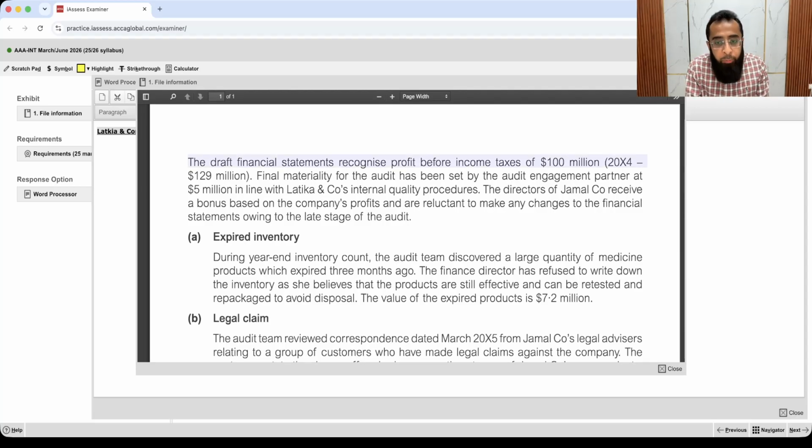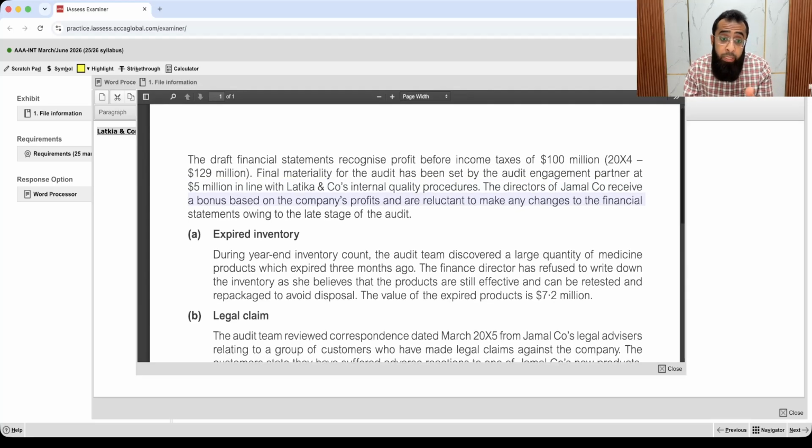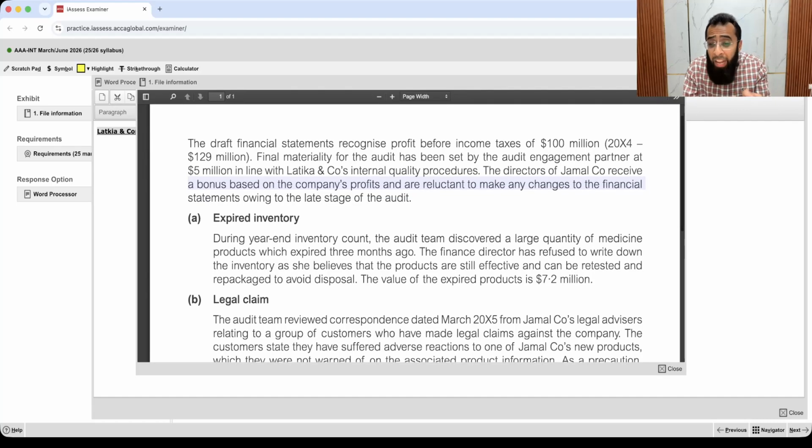The draft financial statements recognize profit before income tax of $100 million. Last year it was $129 million. Final materiality for the audit has been set by the audit engagement partner at $5 million in line with Latika and Company's internal quality procedures. The directors of Jamal Company receive a bonus based on the company profits and are reluctant to make any changes to the financial statements owing to the late stage of the audit. So we are given the profit figure, the materiality, and a very important point that the directors are not willing to make adjustments. And since they get profit related pay, there is a high chance that they will be willing to show better results of the company.